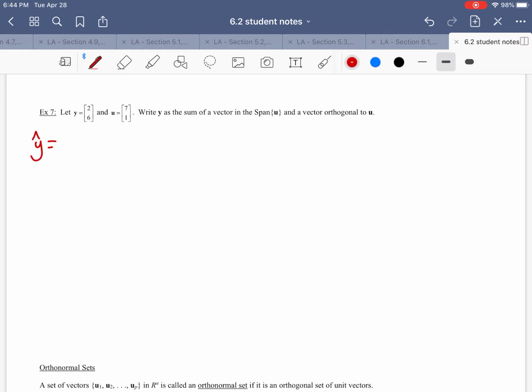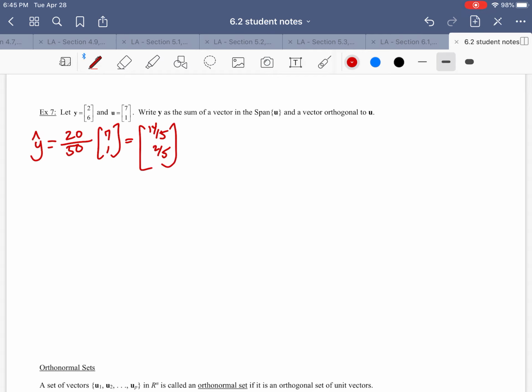So first I need to find y hat. So remember, y hat is the projection vector. So I have to do y dot u. So I'm going to do 2 times 7, so 14, plus 6 times 1, plus 6, so that'd be 20, over u dot u. So that'd be 7 times 7 and 1 times 1 added up, so that'd be 50, and then multiplied by u again, so 7, 1. So that turns into 2/5 times 7, 1, so I get 14/5 and 2/5.